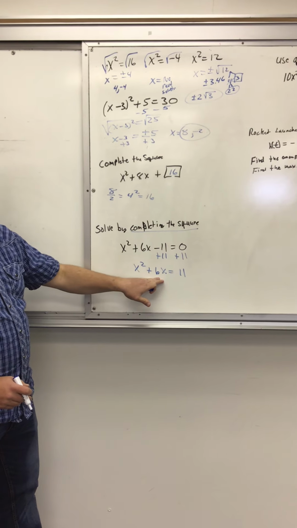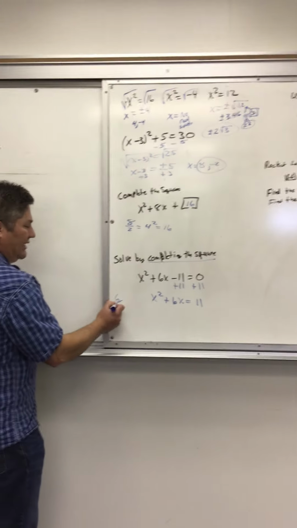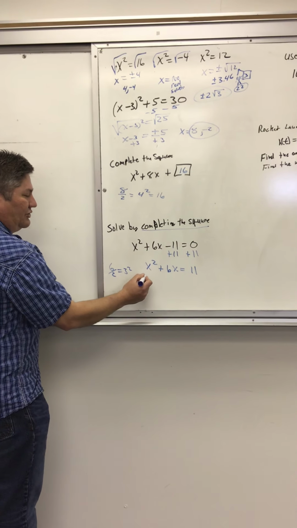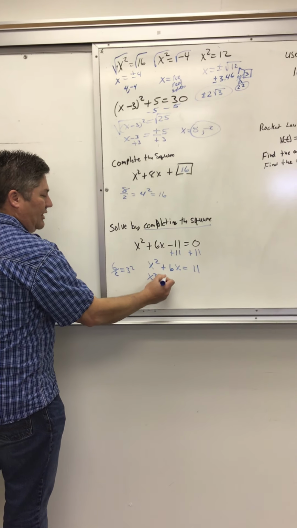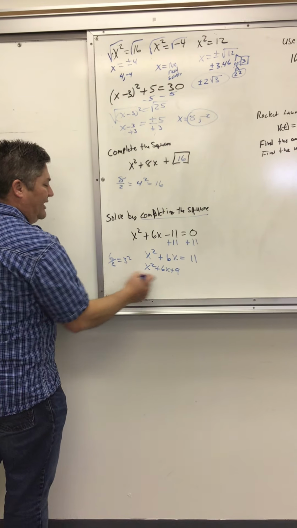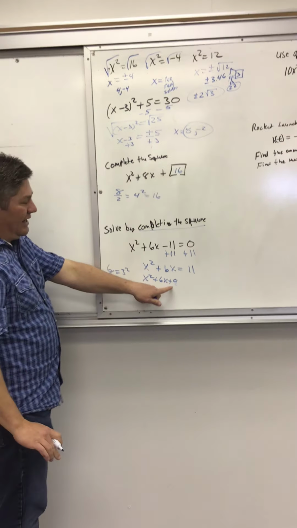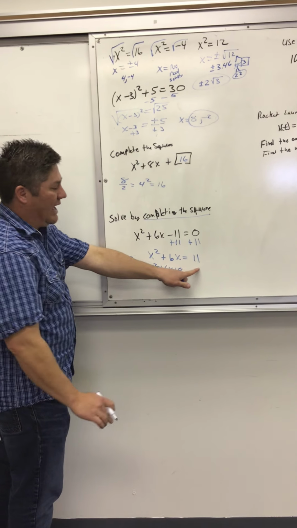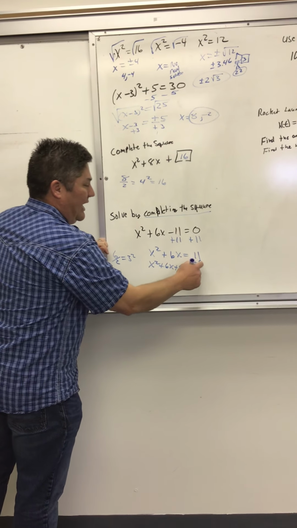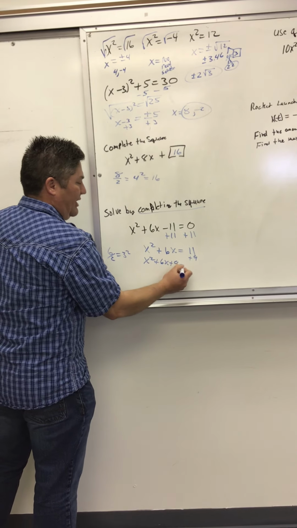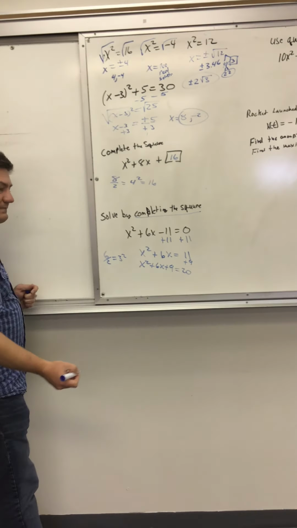Now I just simply take half of 6. That's pretty easy. Half of 6 is 3. Square that value. Now here's where it gets tricky. x squared plus 6x plus 9. I got 3 squared is 9. A lot of kids forget that you have to add 9 both to the left side of the equation and the right. So I've got to add 9 to 11. 9 and 11 make 20.